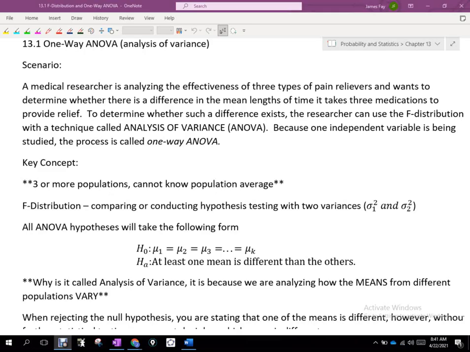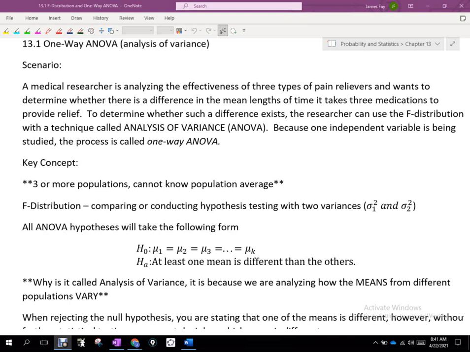Okay, so it's called one-way ANOVA testing. And ANOVA stands for analysis, so the AN is analysis. The O is for of, and the VA is for variance. Okay, so analysis of variance. It's called one way because it's dealing with one independent variable.